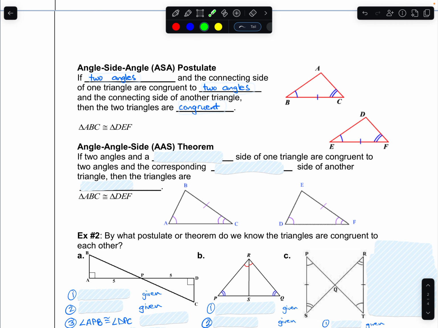You actually don't need the side to be the connecting side, though. So this last one is called a theorem. If 2 angles, like here and here, and a non-connecting side, so this side is not between the 2 angles, are congruent to 2 angles and a non-connecting side of another triangle, that's still enough to prove that the 2 triangles are congruent.